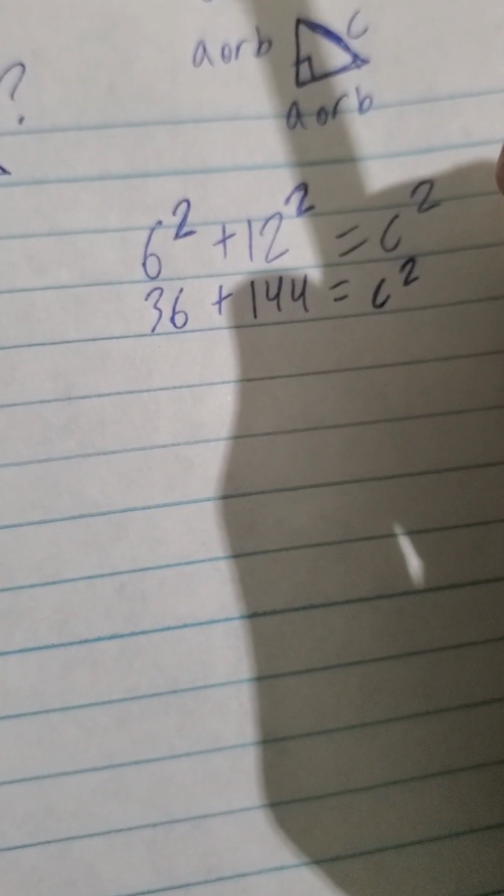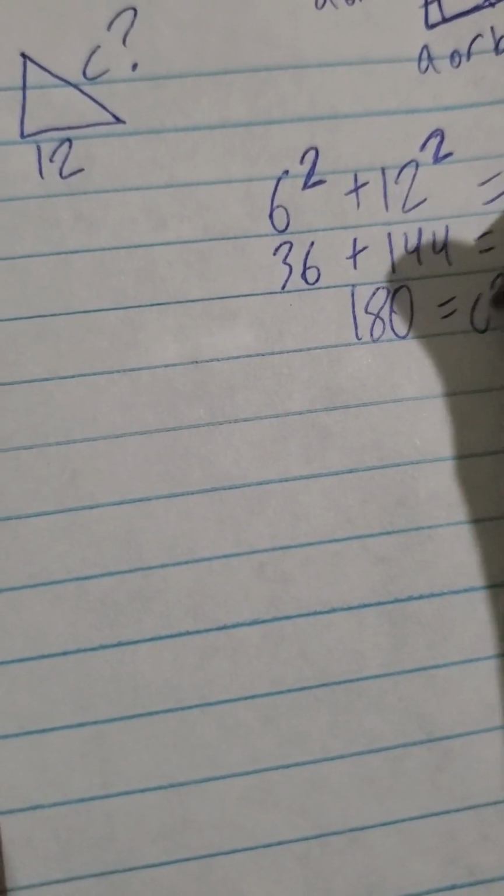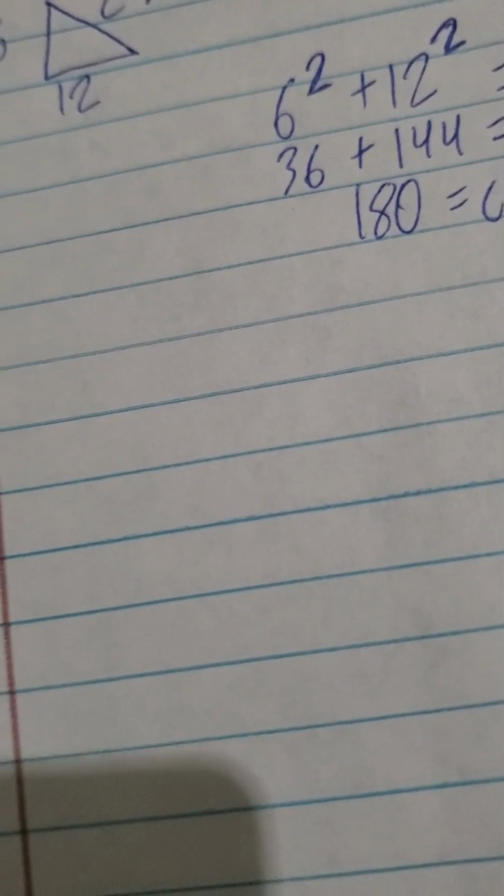36 plus 144, I don't know what that is. 4, 3, I think it's 180. 180 equals C squared. I need to look that up real quick. Okay, I better not be wrong. Let's see. 36 plus 144, that is 180. So 180 equals C squared.